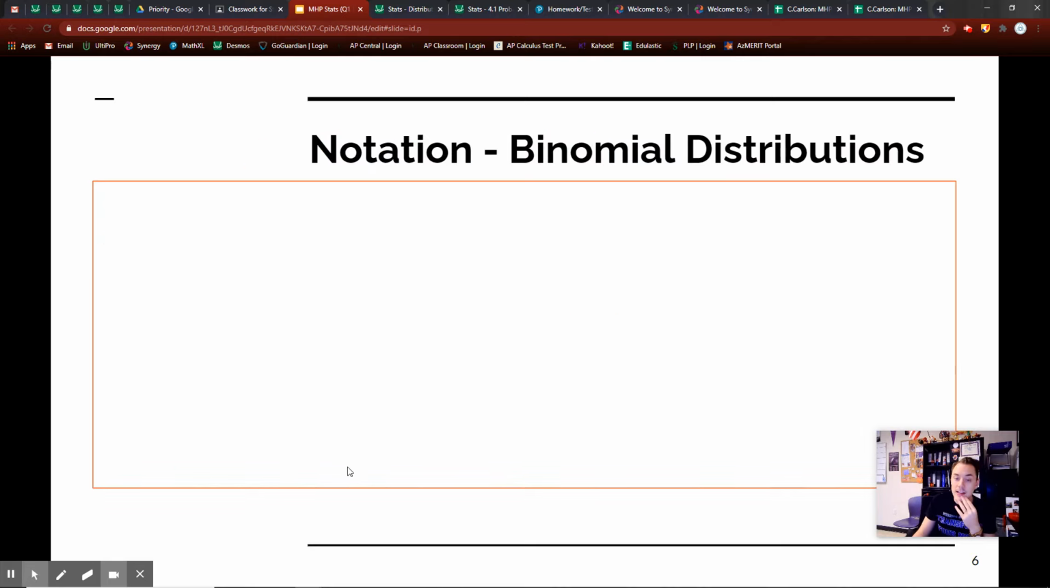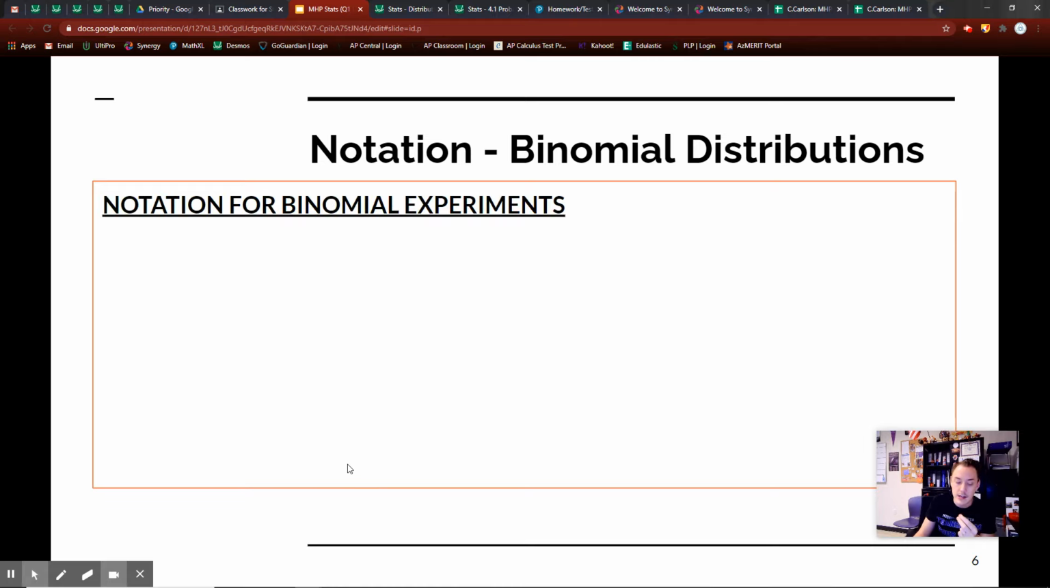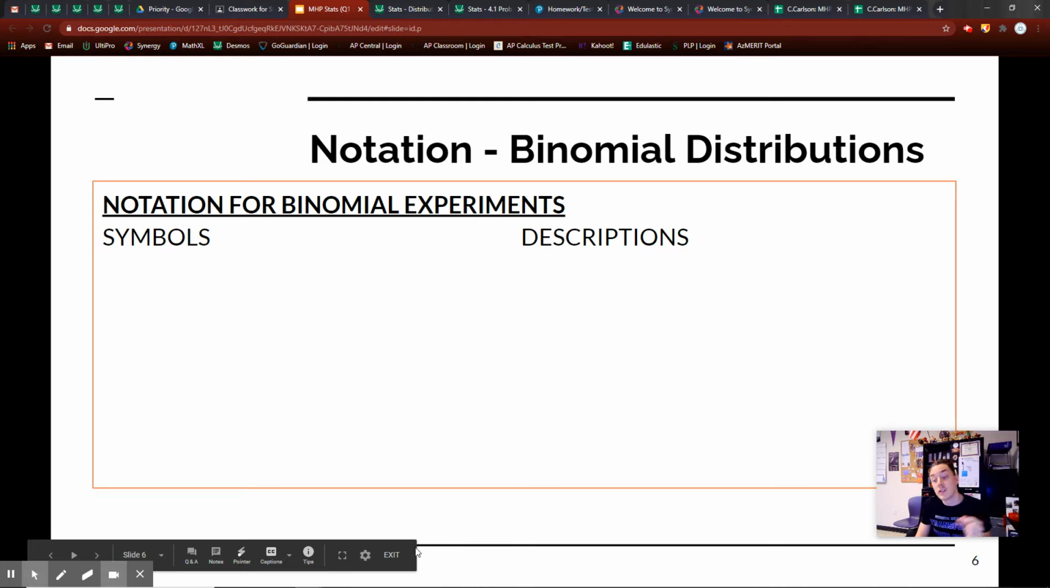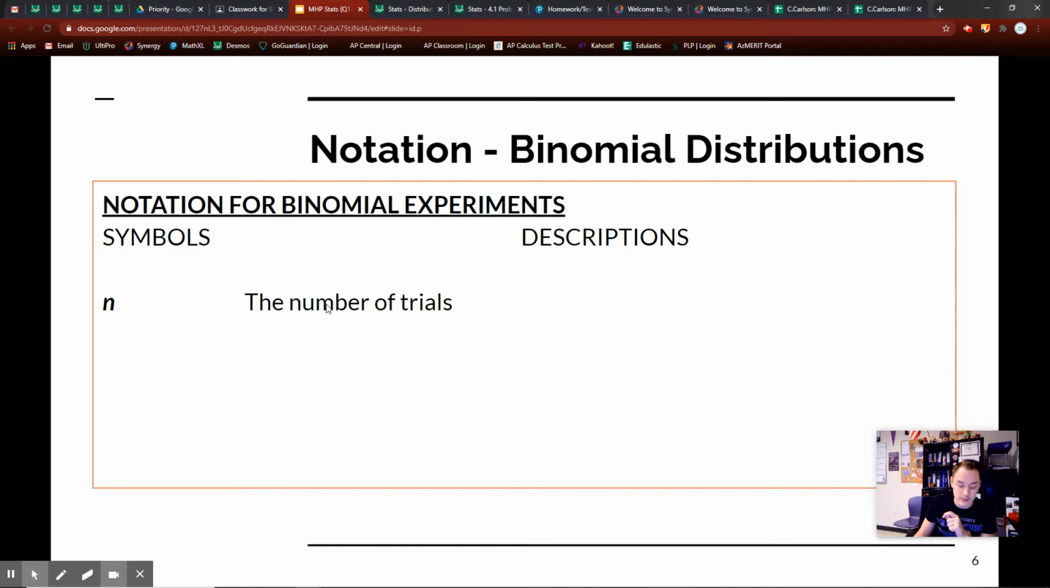Okay, so let's actually get to what the notation is. What does the notation look like? And you're going to be writing all this down. So I'm going to give you symbols and then descriptions. In symbols, N just means the number of trials. Now P will equal the probability of success, and that's the probability of success for a single trial.